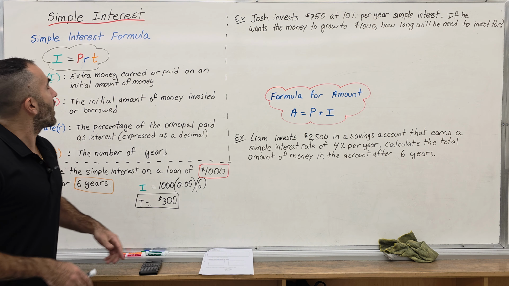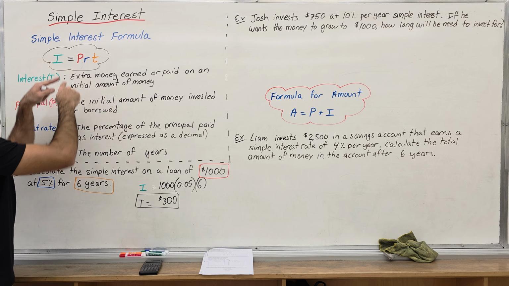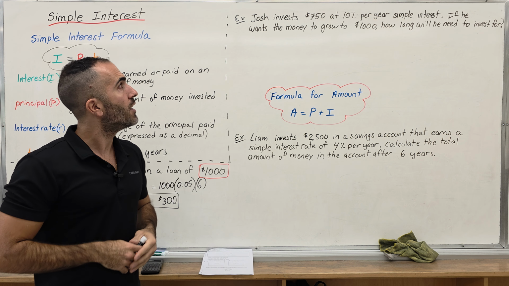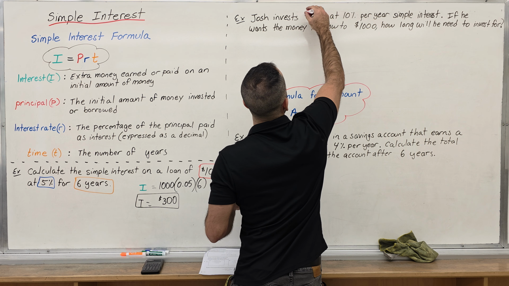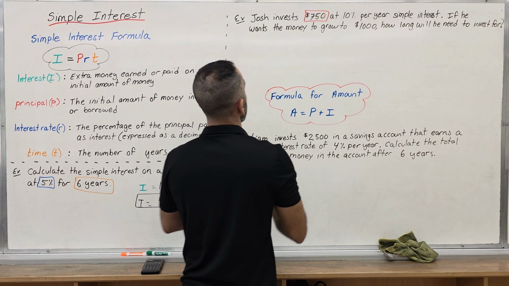Okay, another example. Sometimes we don't solve for the I, we solve for any of these letters. And because we know how to move equations around, that's not going to be that much of a problem, right? So for instance, Josh invests $750. So I know this is the principal. At 10%. 10% is my interest rate.